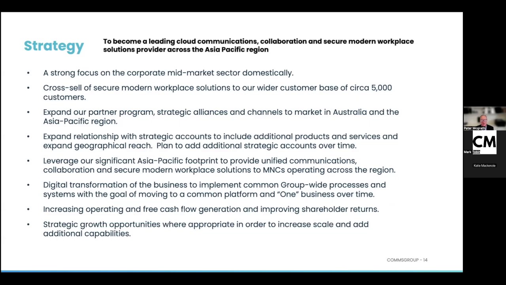We have a strong partner program. We're keen to grow that and expand that. And also the strategic accounts I mentioned earlier, we want to add more accounts and sell more products and services to those accounts. This strong Asia-Pacific footprint with unified communications that we've put in place, we want to leverage that with some of our collaboration and secure modern workplace solutions to MNCs within the region.